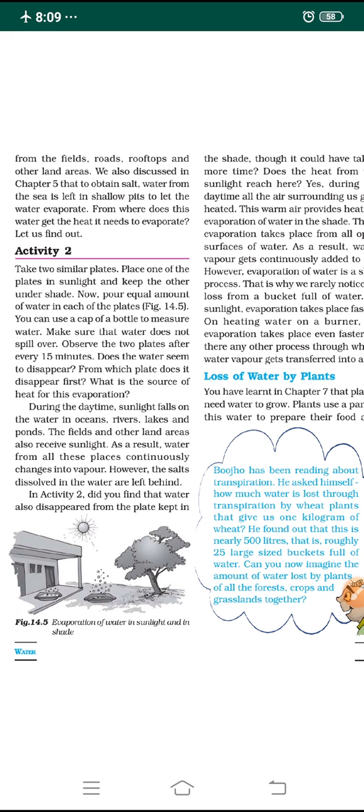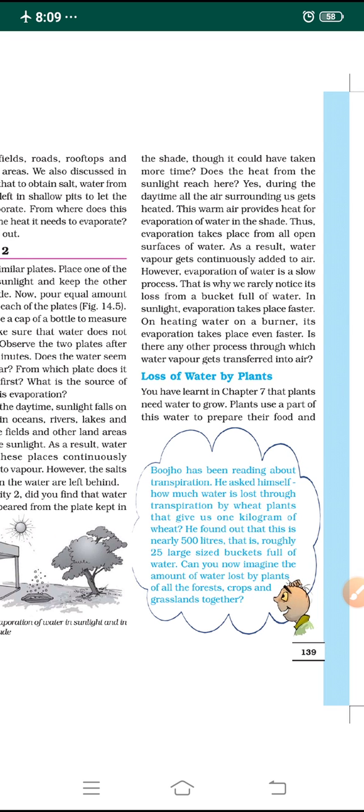How does it disappear without the sunlight? Yes, it could have taken more time, but still the water has disappeared or evaporated. It might have taken much more time for the evaporation. So does the heat from the sunlight reach here? Yes or no, you have to answer here.